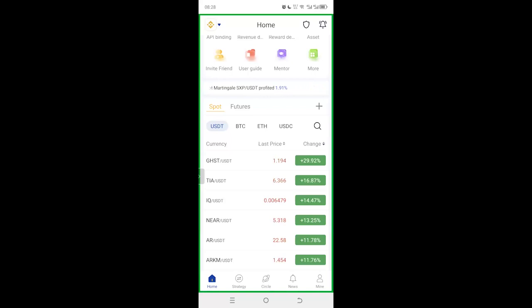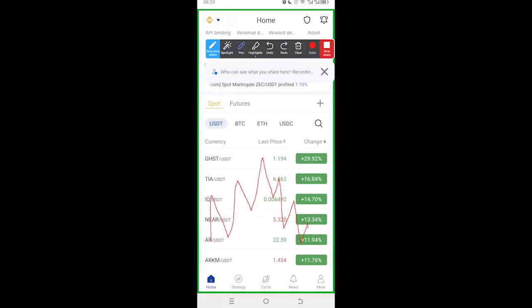The market we are in does fluctuate. That means the market goes up and comes down, goes up and comes down. You see?